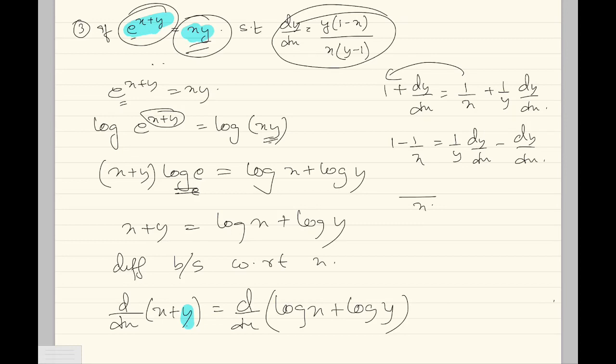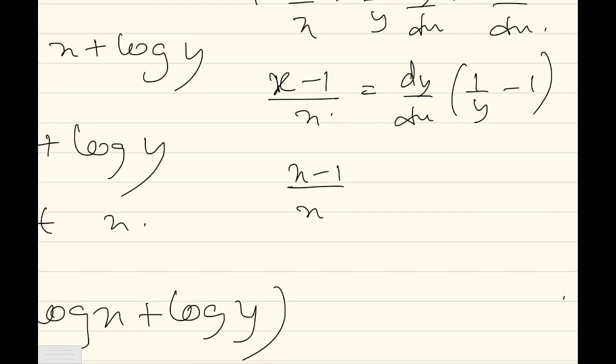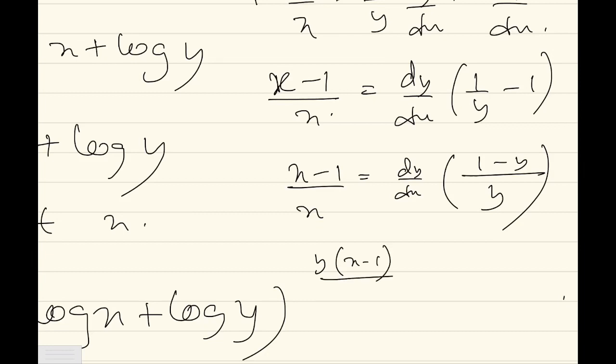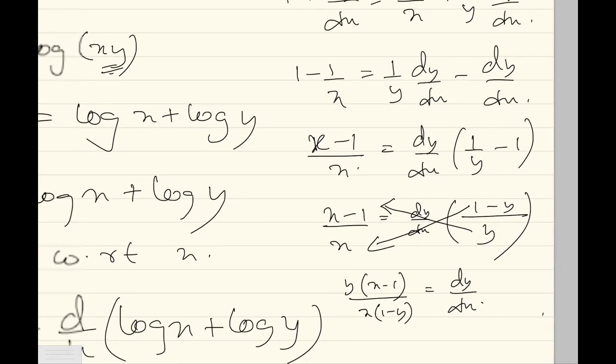So LCM is x, x minus 1, and that side dy by dx common, I'll get 1 by y minus 1. So here x minus 1 by x equals dy by dx times, what's the LCM? y, 1 minus y, correct? So y(x minus 1) divided by x(1 minus y) equals dy by dx. Now you may say, how come this moves down, this goes up? Crisscross, cross multiply. Is this what you have to prove?